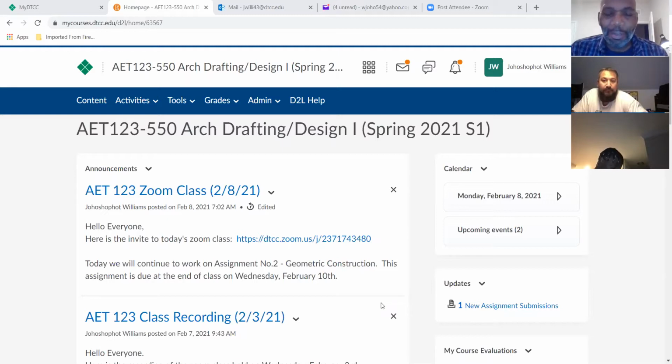This assignment is due at the end of Wednesday's class, for those of you who want to know. It is due at the end of class on Wednesday, okay? And I also sent out an email telling you that I have already graded assignment number 1. And of course, I always grade with comments if need be. So hopefully you had a chance to look at your grade for assignment number 1.